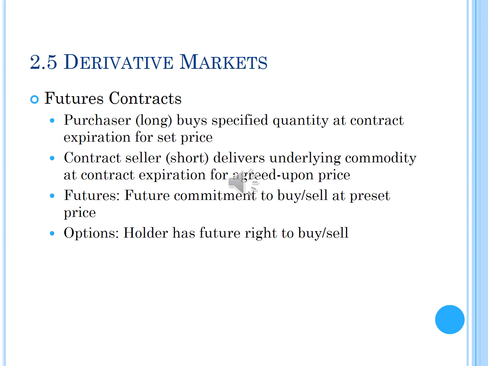The long position is held by the trader who commits to purchasing the commodity on the delivery date. The trader who takes the short position commits to delivering the commodity at contract maturity. So basically we can define a futures contract as an obligation by traders to purchase or sell an asset at an agreed upon price at a specified future date.